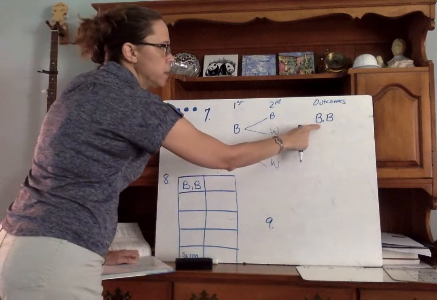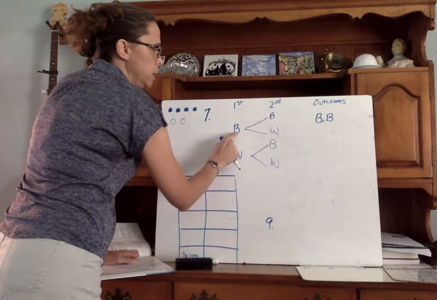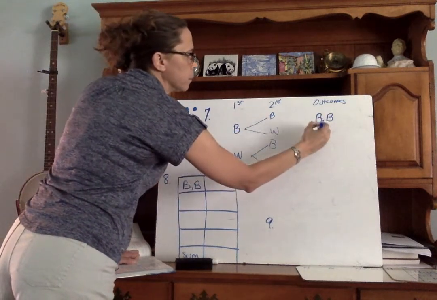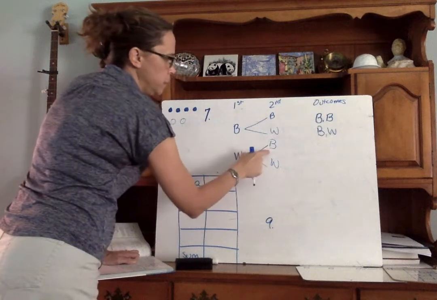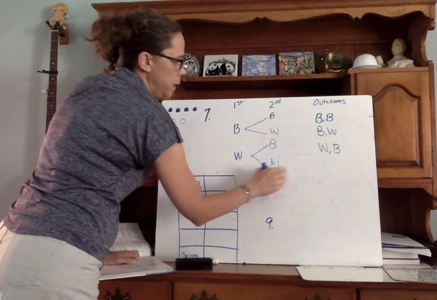The possible outcomes, they went ahead and did the first one, blue with a blue. So we need to continue that, and we need to say blue with a white. White with a blue, and then white with a white.